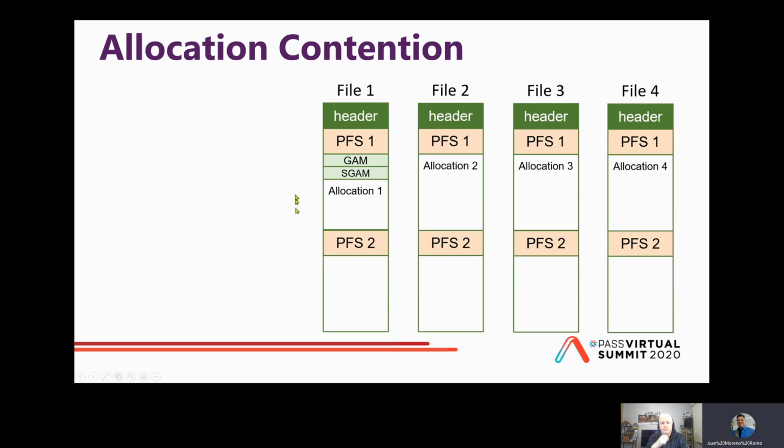But what happens is that we continue using the first one, in the different files, but we continue using the first one. So we continue seeing less allocation contention, but we continue seeing allocation contention if we have a lot of threads. What we have done is that we also have created a round robin between the PFS pages inside one file.